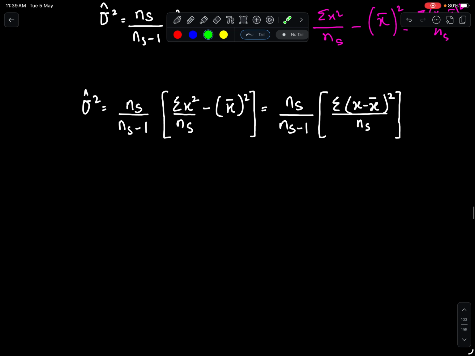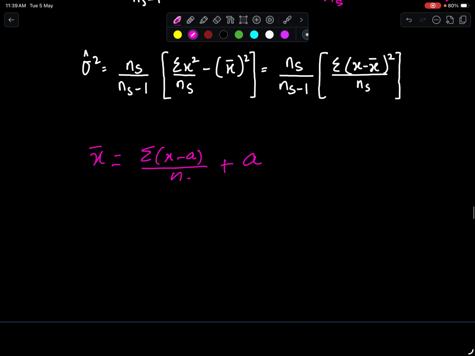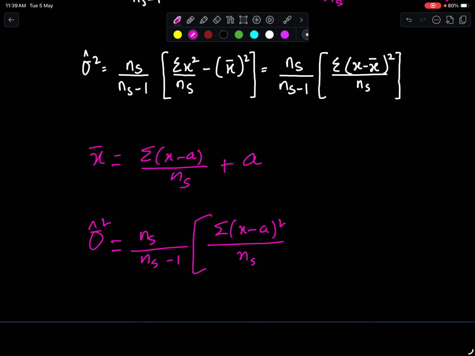Make sure you also remember the assumed mean method. The mean is sigma (x minus A) over n_s, plus A. We used to do this formula in S1, and the variance is n_s over n_s minus 1 times sigma, with the assumed mean method. In June 25 you can find a question of this type. I did this question in my sampling lecture.